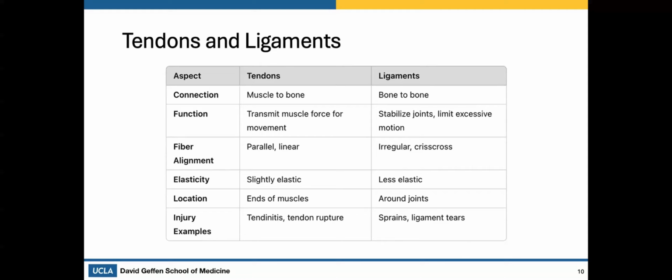In terms of blood supply, tendons have a relatively low blood supply, which slows the healing process. Ligaments also have a limited blood supply, which can also affect their ability to heal after injury.